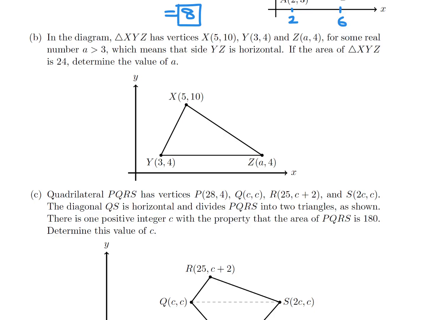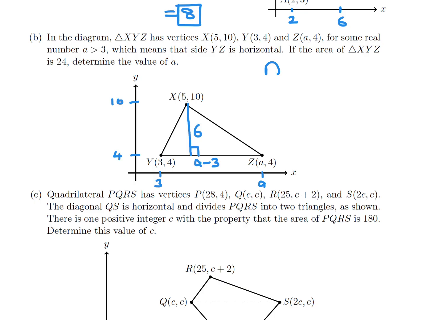Okay, so let's draw a vertical here, and I don't know the length actually. That's 3, and that is A. So this length is basically A minus 3. So let's just put that in there, A minus 3. And then this is 4, and that's 10. So that means that top to bottom length is 6.